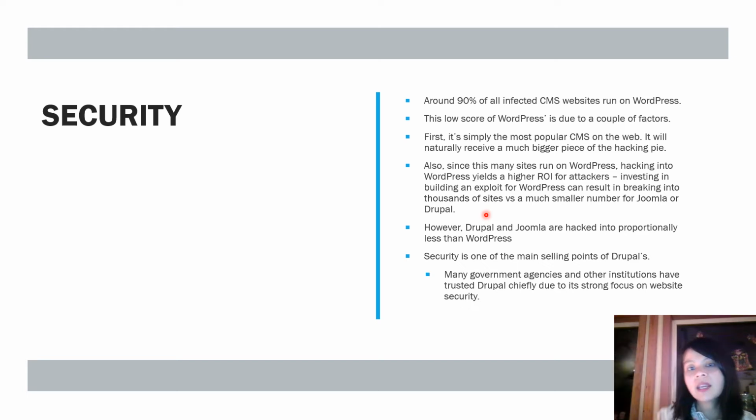So investing in building an exploit for WordPress can result in breaking into thousands of sites, rather than focusing on the much smaller number of Joomla or Drupal. So of course, hackers would be more interested in hacking WordPress sites just because they are so much more popular. However, Drupal and Joomla are hacked proportionately less than WordPress. Even having said this, proportionately, WordPress is still being hacked a lot more.